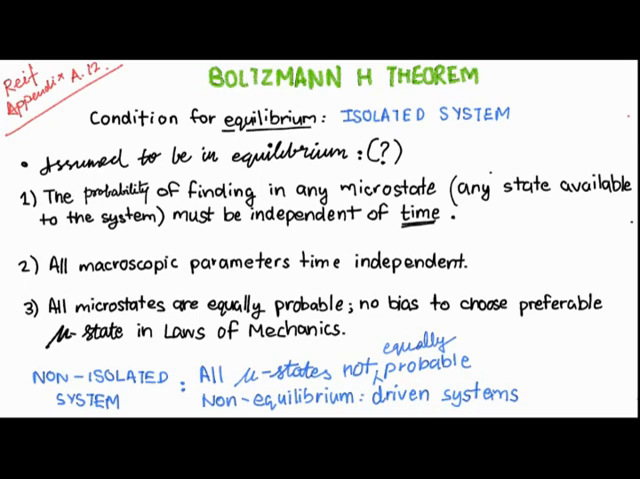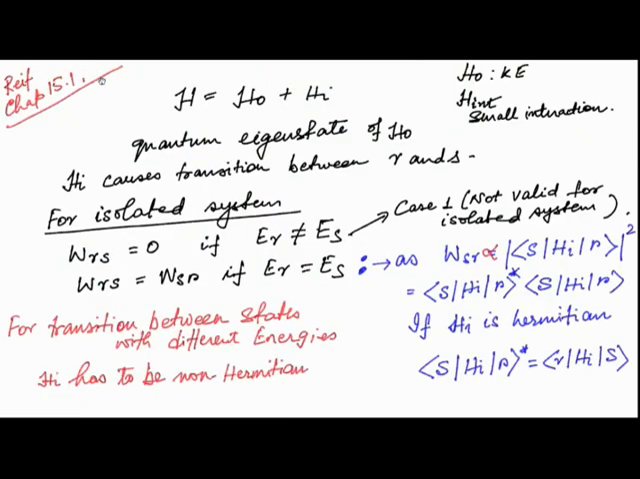Going into further detail, this Boltzmann H theorem is in Reif Appendix A.12, and later you shall see that the topics of master equation are in Reif chapter 15.1, and for the canonical case, this is an isolated system, and master equation and principle of detailed balance are in chapter 15.1 and 15.2, right?